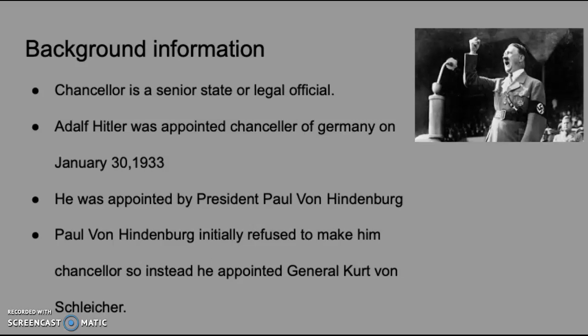Adolf Hitler was appointed Chancellor of Germany on January 30th, 1933. He was appointed by President Paul von Hindenburg. Paul von Hindenburg initially refused to make him Chancellor, so instead he appointed General Kurt von Schleicher.